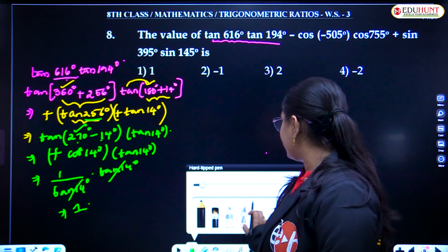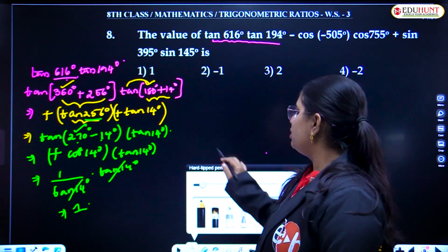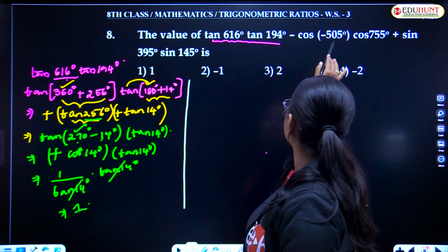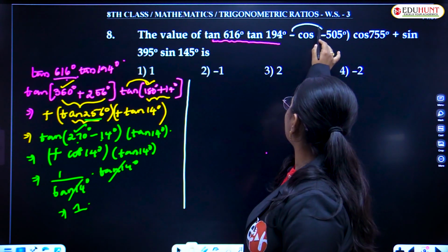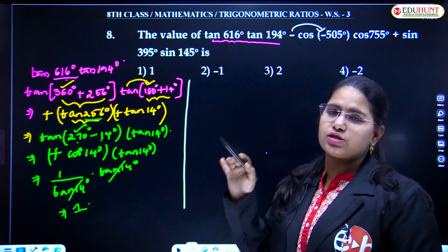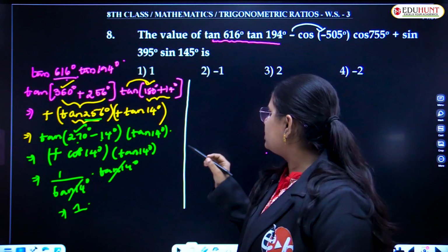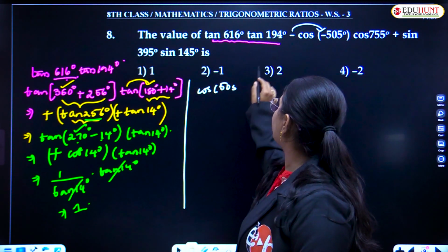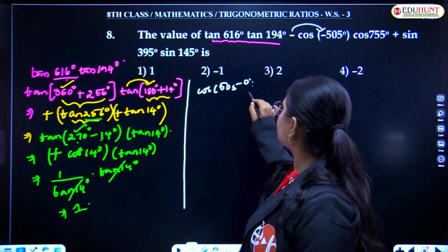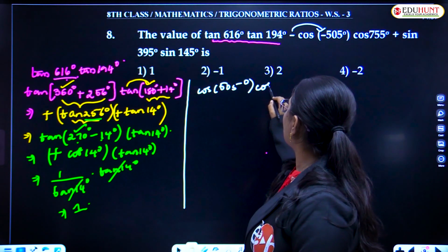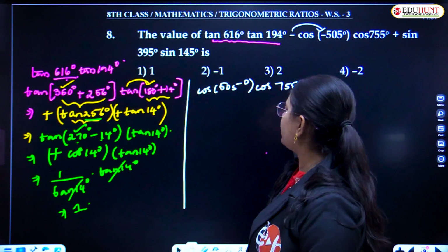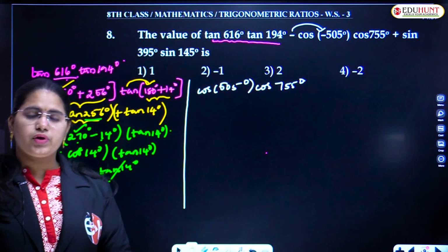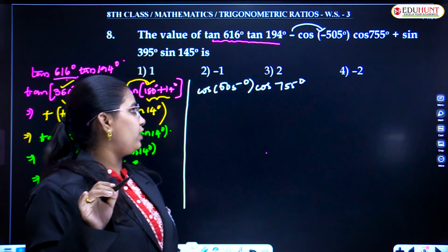Let's get back to the next part of the question. So the first part is done. What is the next one? Minus of cos of minus theta. Cos of minus theta is cos theta. So minus into minus is plus. Cos 505 degree into cos 755 degree, you need to find the value of cos 505 into cos 755.